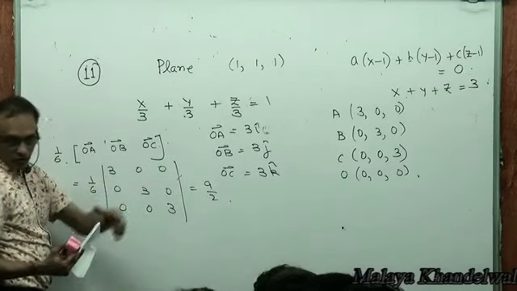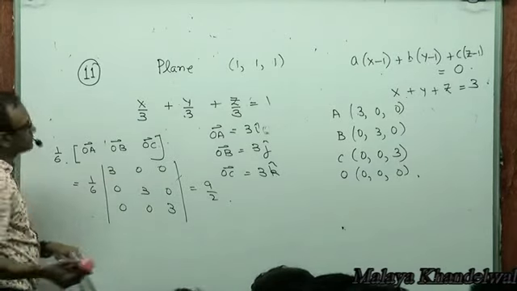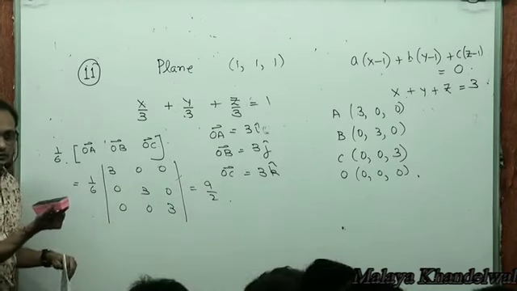Lambda by 2 is 9 according to the problem, so lambda is 9. Can I wipe this off? Right?